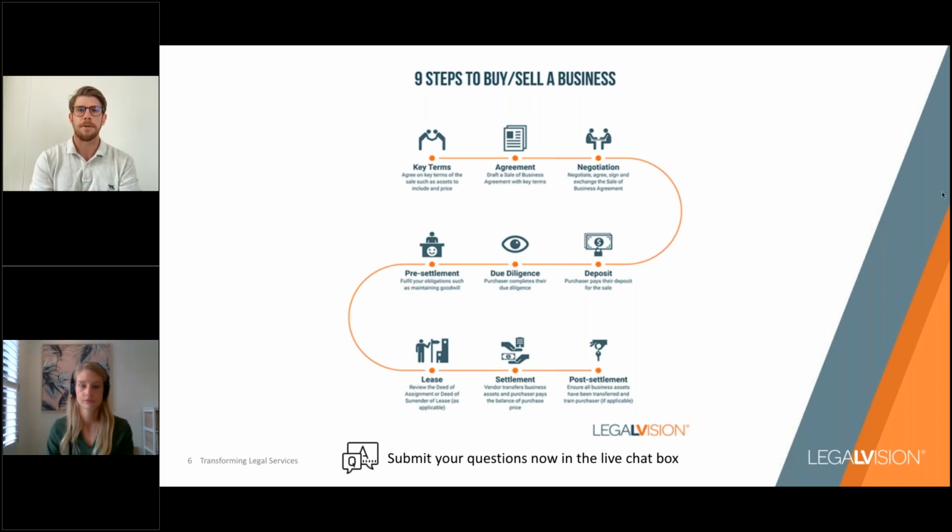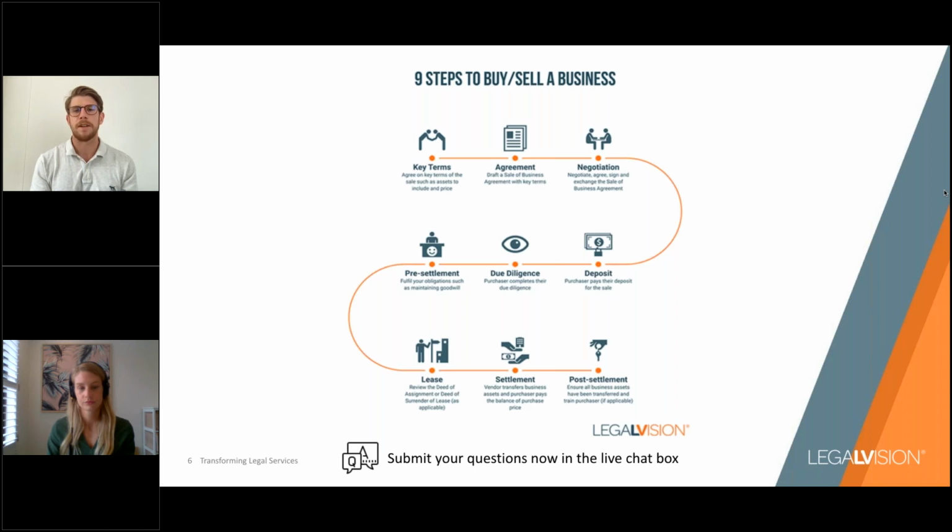Looking through this process here, we have key terms being agreed early on. You can have a heads of agreement being put together. This is a document that outlines some of the key commercial terms and isn't as long as a formal sale of business agreement. Once that's signed, sometimes there are things that happen in between the heads of agreement and the sale of business agreement, and that can include due diligence, or that can happen after the sale of business agreement, and we'll get into more on that a bit later.